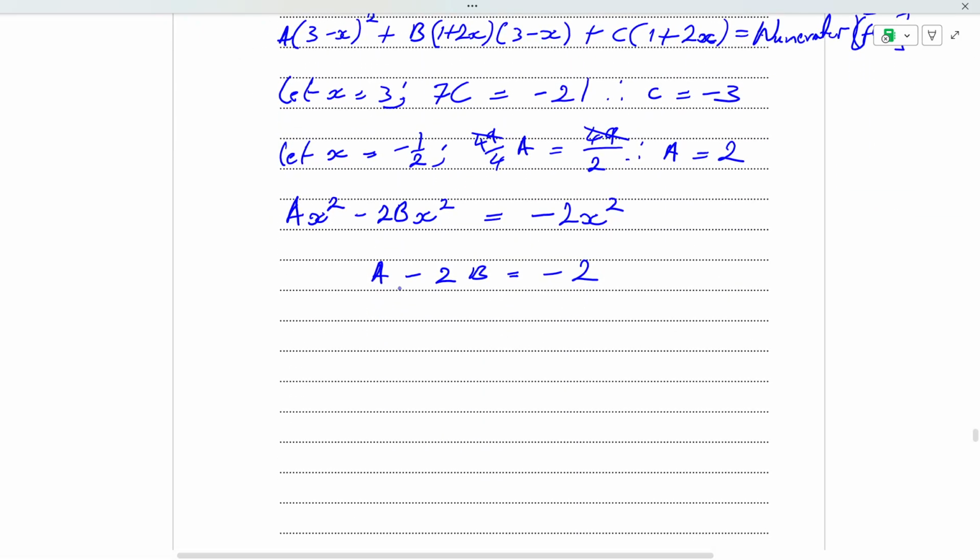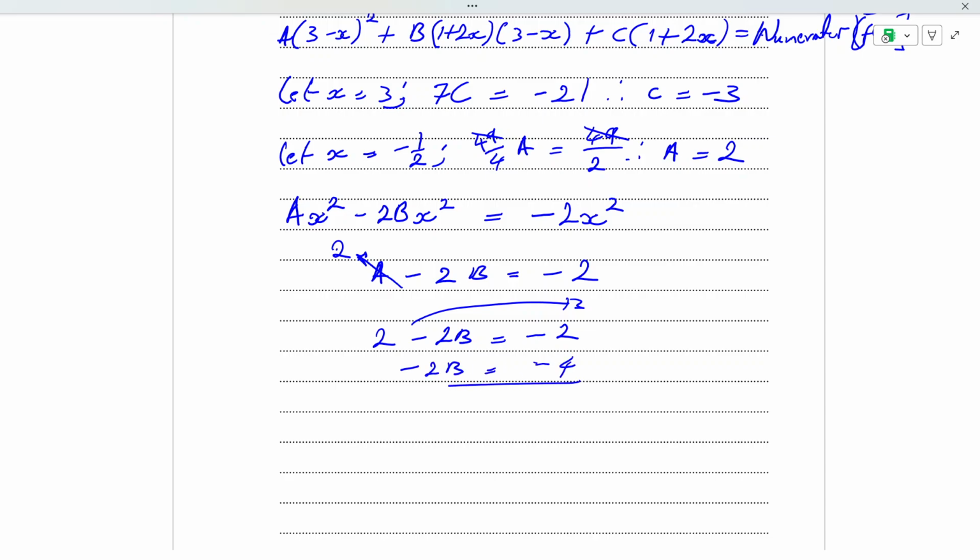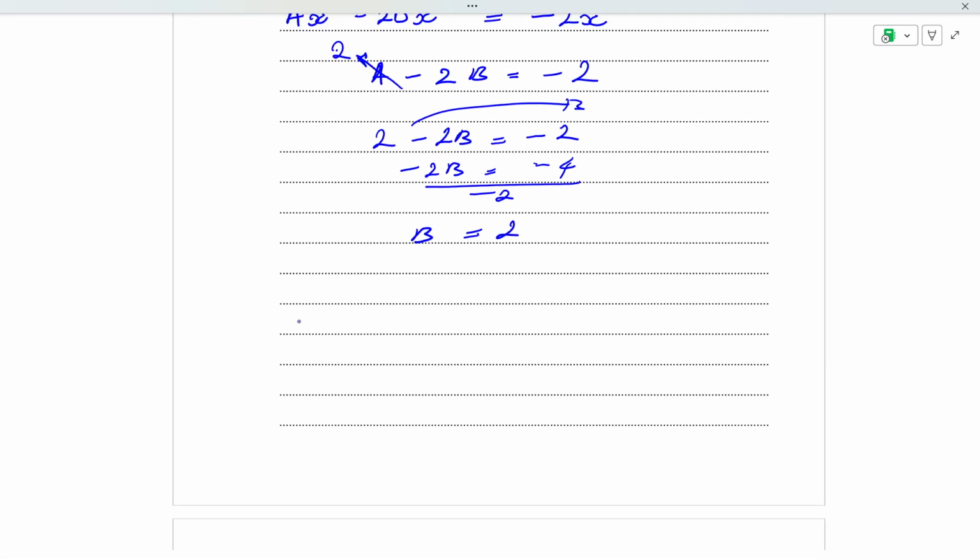And we also know that a is equal to 2, so we can substitute for a. We have 2 minus 2b is equal to negative 2. Taking that to the other side, we have negative 2b is equal to negative 4, divided by negative 2, so b is equal to 2 as well. All right. So now we can write our solution. A is equal to 2. B is equal to 2. C is equal to negative 3.